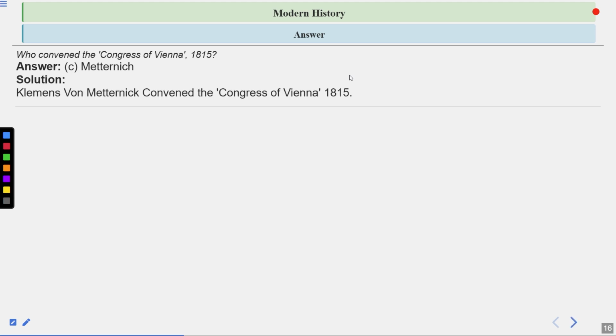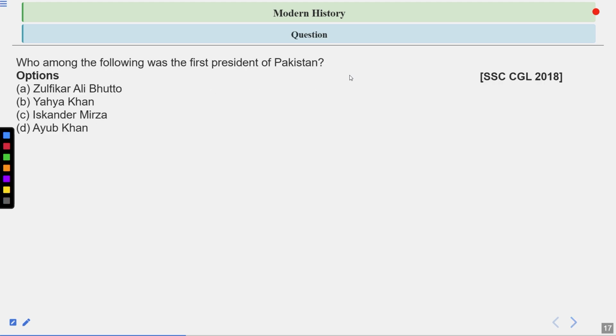Solution. Clemens von Metternich convened the Congress of Vienna in 1850. Next question is, who among the following was the first president of Pakistan? Options are Zulfikar Ali Bhutto, Yahya Khan, Iskandar Mirza, Ayub Khan. Ten seconds are there to answer. Time starts now.